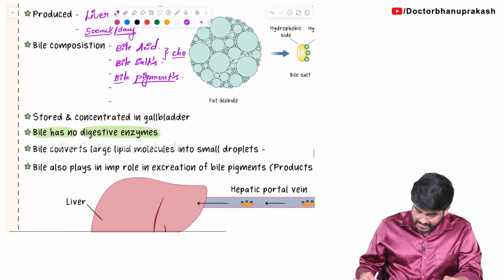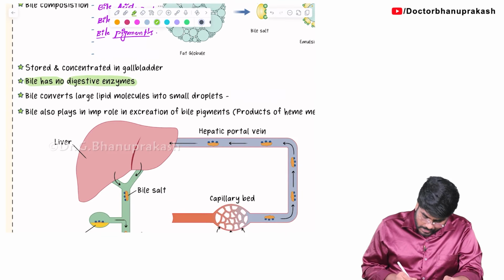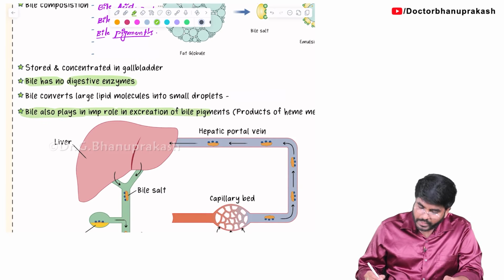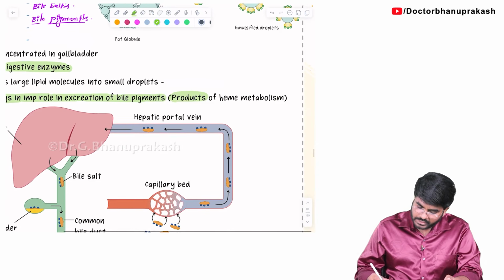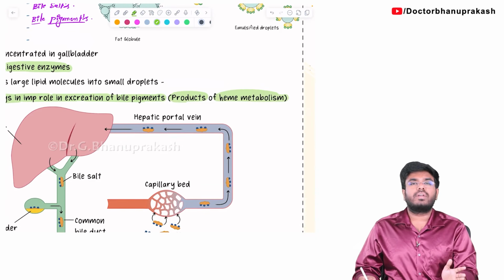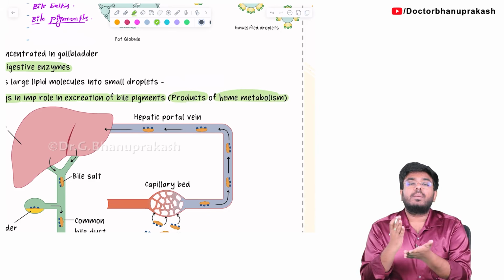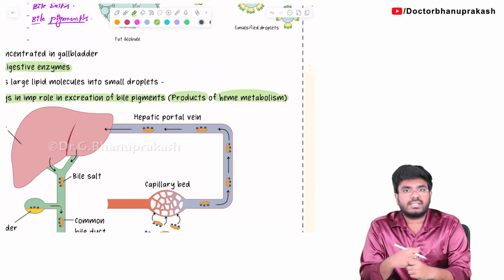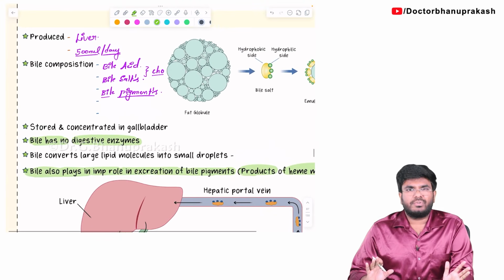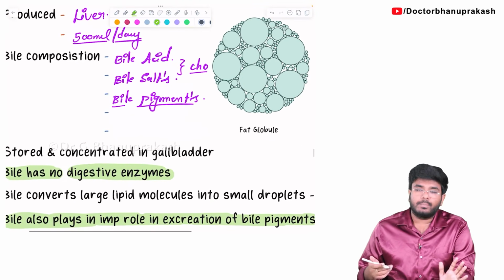So that's the reason why bile also plays an important role in the excretion of bile pigments. What are bile pigments? Bile pigments are nothing but the products of heme metabolism. After 120 days, RBCs are going to be destroyed. The RBC degradation products are nothing but the bile pigments, guys, which are waste. They don't have any importance.